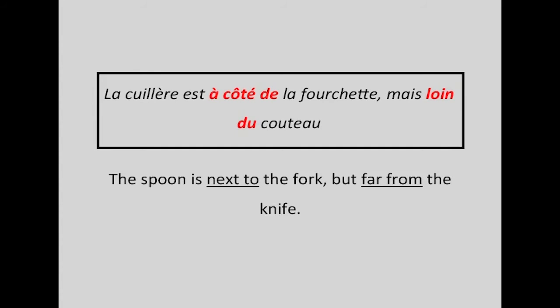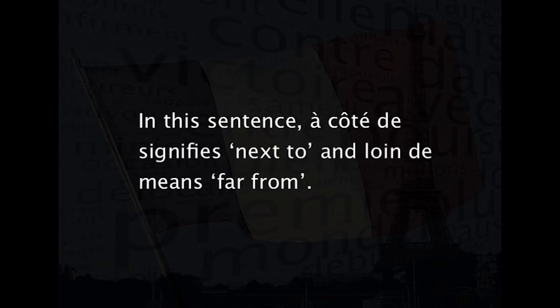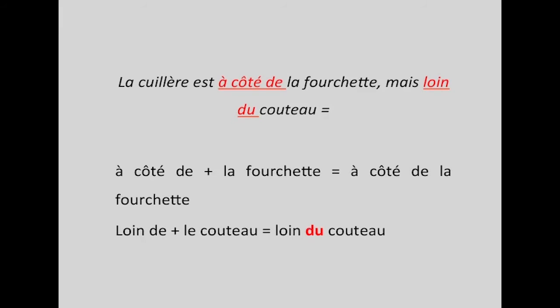La cuillère est à côté de la fourchette, mais loin du couteau. This sentence translates as the spoon is next to the fork but far from the knife. In this sentence, à côté de signifies next to and loin de means far from. We notice à côté de does not contract because the following word is feminine, but loin de changes to loin du because couteau is a masculine word.